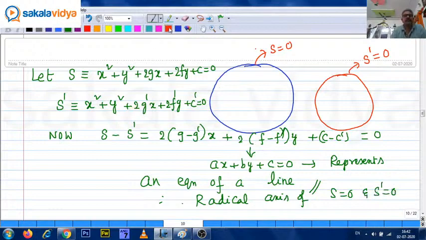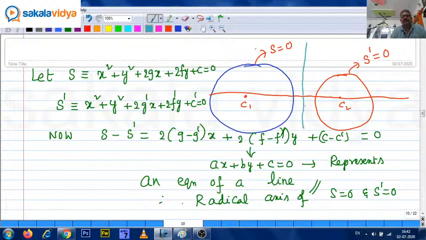Generally the radical axis will be like this. For example, this is C1, this is C2. So you join C1C2. Then this will be the radical axis. This will be perpendicular to C1C2 itself. This is the radical axis. Radical axis is nothing but a straight line, which is in the form of ax plus by plus c equals 0. Understood now? How to find out radical axis of two circles?